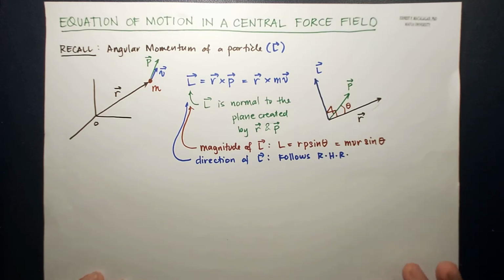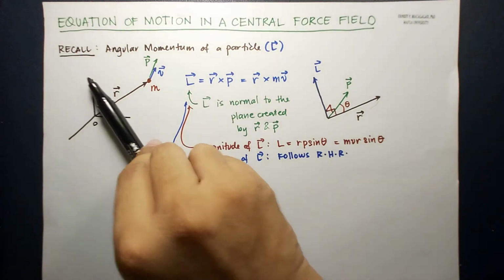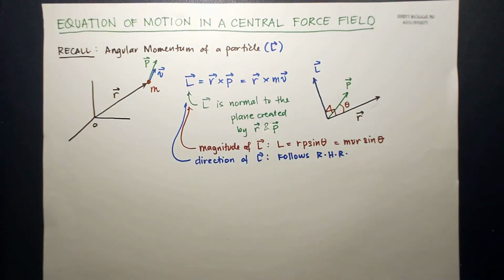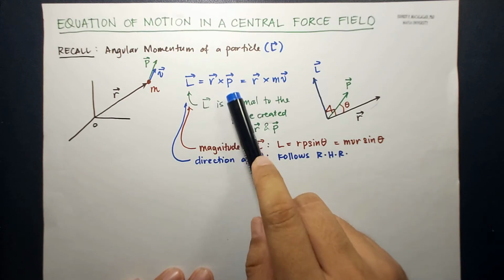Today we're going to talk about the equation of motion in a central force field. First, let's recall the concept of angular momentum. Angular momentum is described as the cross product between the position vector and the momentum vector.